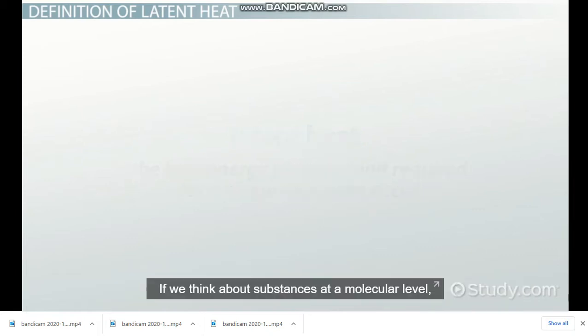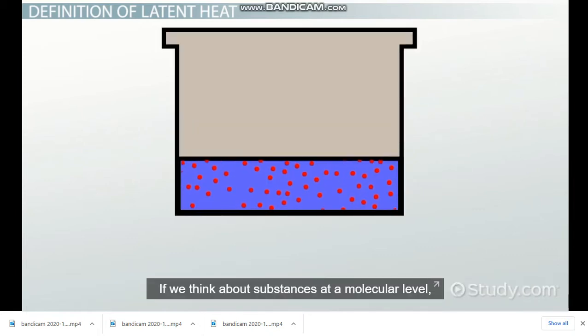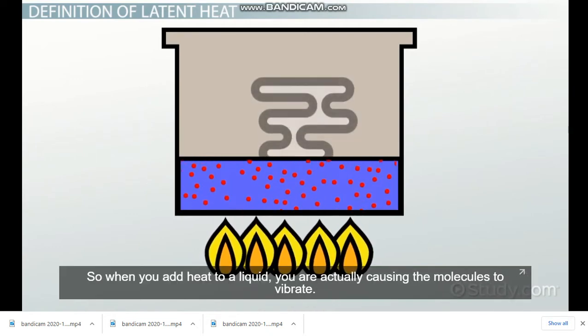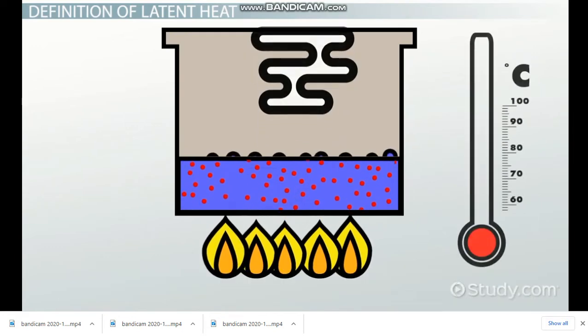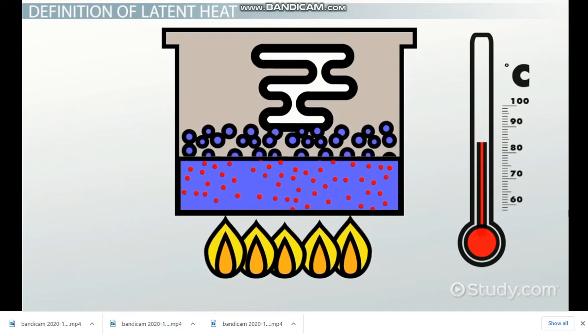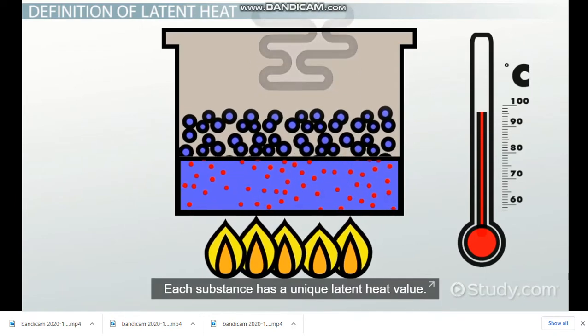If we think about substances at a molecular level, gaseous molecules have more vibration than liquid molecules. So when you add heat to a liquid, you are actually causing the molecules to vibrate. The latent heat is the energy required to change the molecular movement. Each substance has a unique latent heat value.